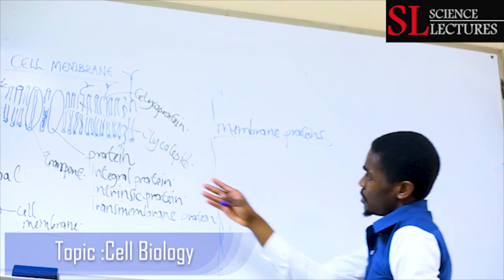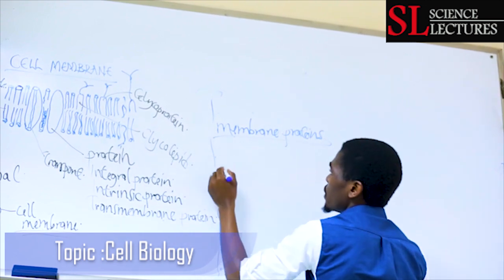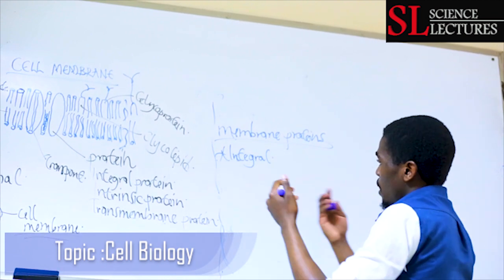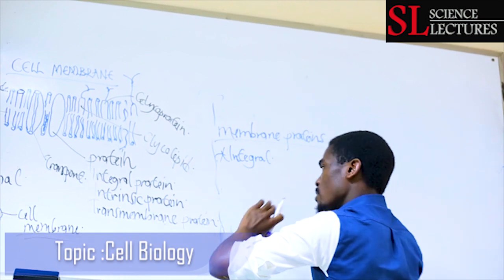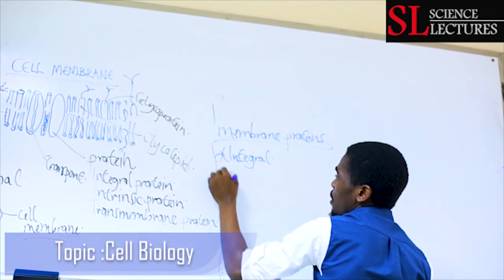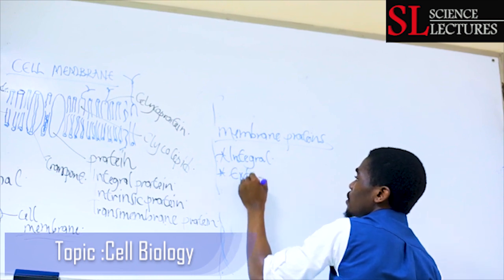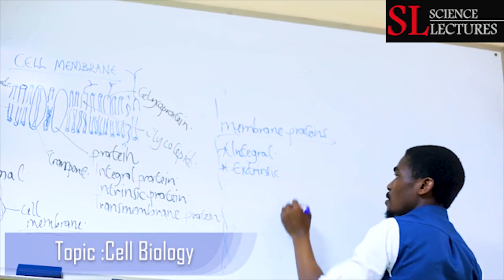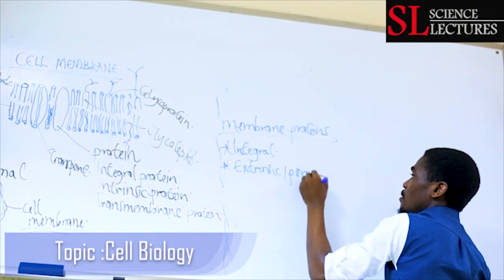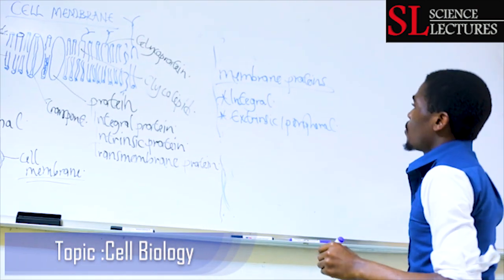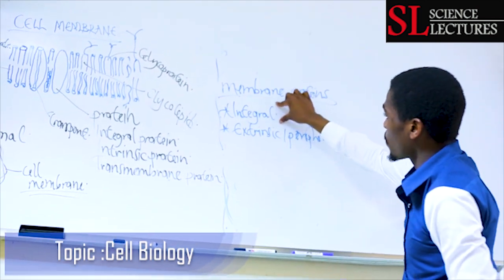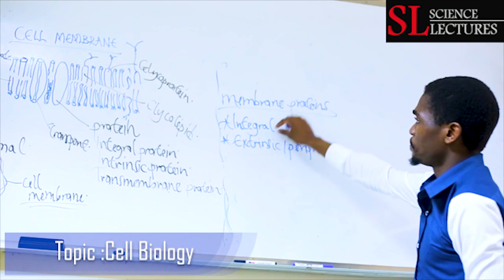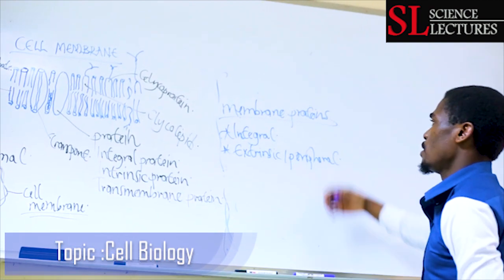So we said we can have what we call integral proteins, the ones that span along the entire membrane, or intrinsic. An example is the transmembrane proteins. Then we also have what we call the extrinsic. So this one will be our extrinsic protein, the extrinsic or peripheral proteins. One major difference between these two is that the integral protein spans along the entire cell membrane. Extrinsic proteins do not span through the entire membrane.